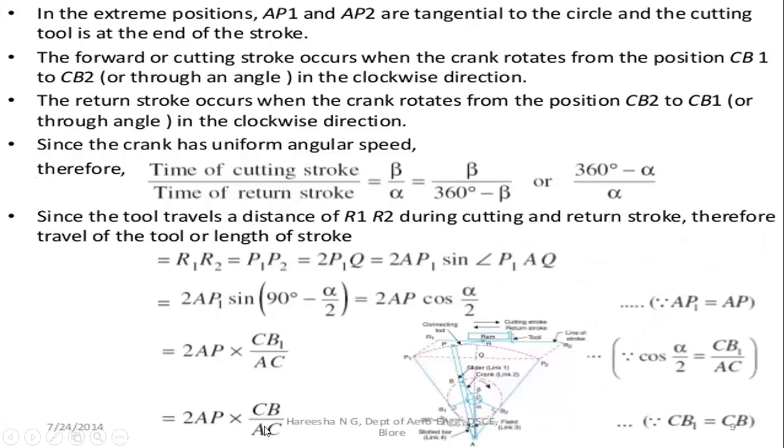So 2 into AP into CB by AC. CB is the crank position, AC is the fixed link, and AP is the length of the slotted bar.